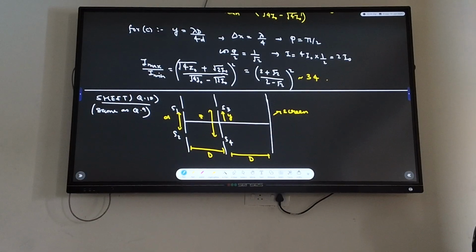Incorrect. Sir, why is lambda in this case? Why is lambda? Why is lambda? No.